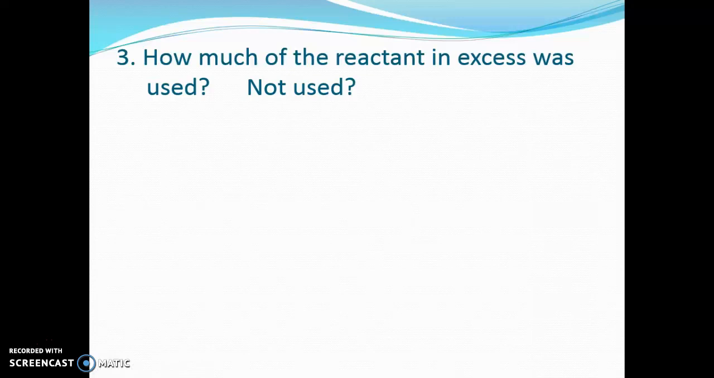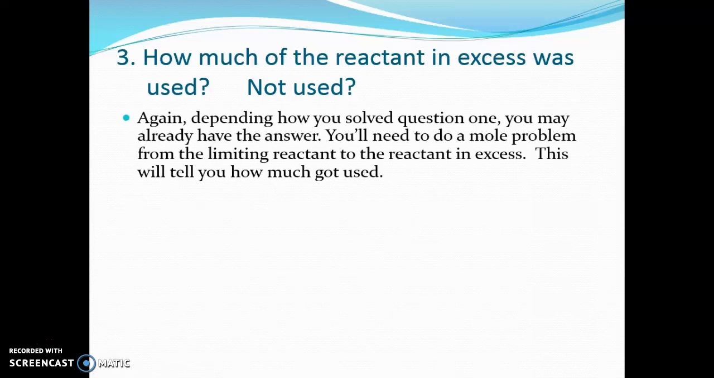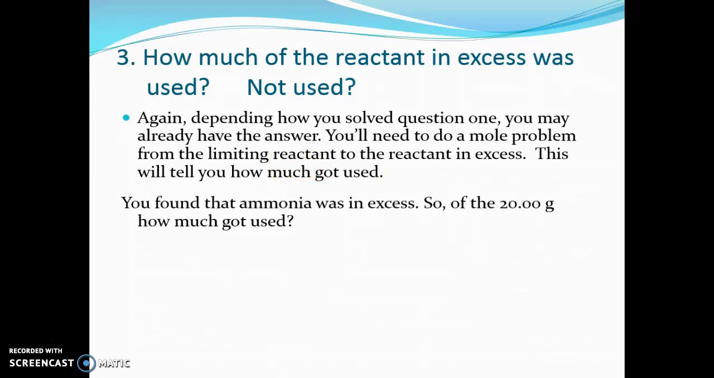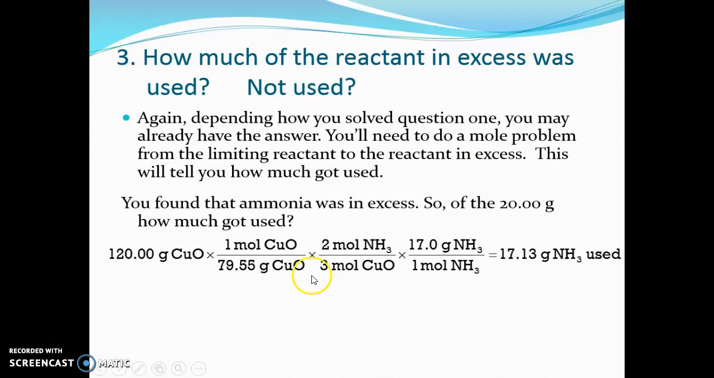Finally, how much of the reactant in excess was used? Once again, depending upon how you solve the question, you may already have that answer. If you think back to solution A, if you guessed properly, you already figured out how much of the reactant in excess was used. We, unfortunately, did not guess correctly. We found that ammonia was in excess, so of the 20 grams of ammonia, how much got used? We don't have any information about that yet. So we've got to do a mole problem.